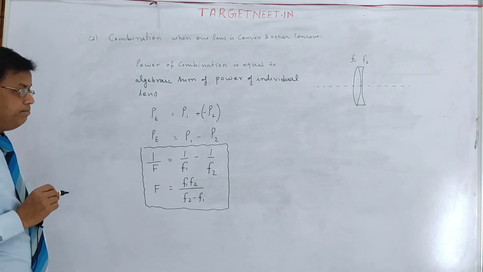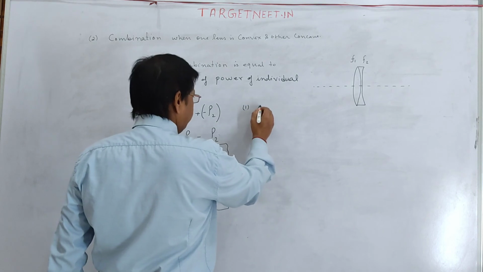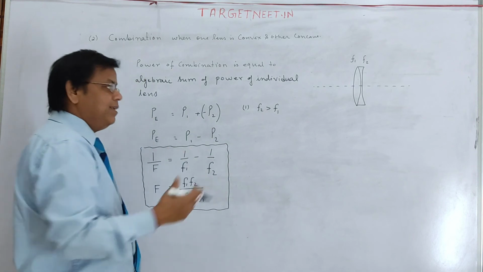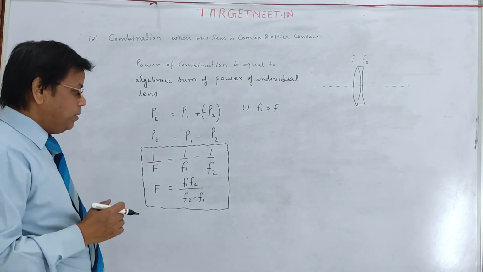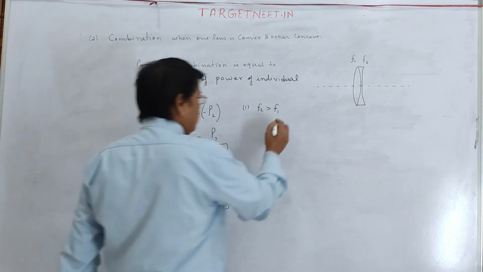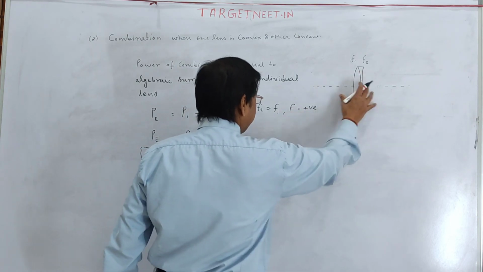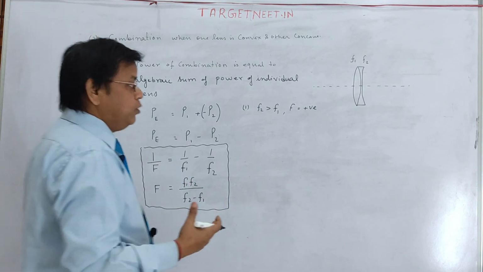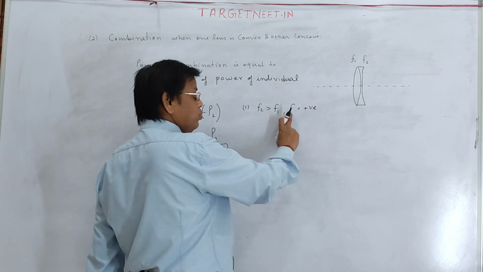Now from here 3 cases are possible. First, if f2 is greater than f1, means numerical value of focal length of second lens is greater than numerical value of focal length of first lens, then f2 minus f1 will be positive. Hence this will be positive. Then f is positive. It means this system of lenses behaves like convex lens. It means you have to replace these 2 lenses by a single convex lens whose focal length is equal to capital F.